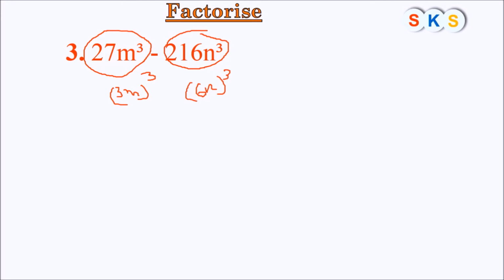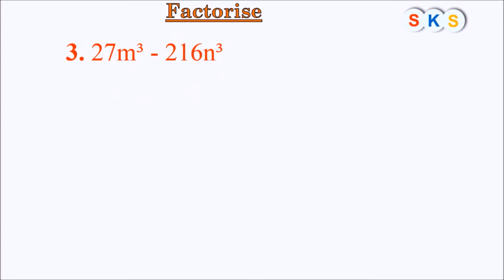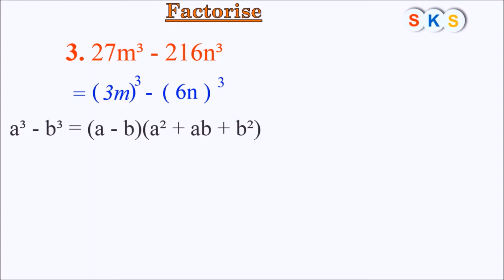So what we are going to do, we are going to replace both the terms as a perfect cube. So we will get here 3m the whole cube minus 6n the whole cube. Now your question is converted in the form of a cube minus b cube. So we will use the formula of a cube minus b cube. And we know that a cube minus b cube is equals to a minus b into a square plus ab plus b square.